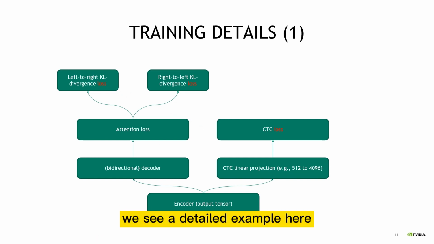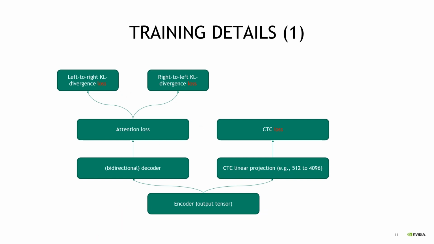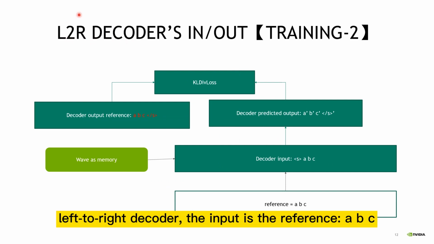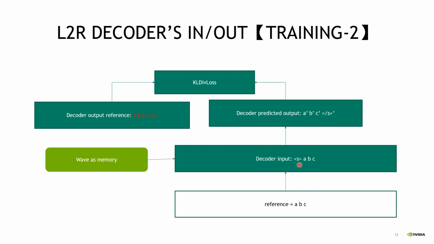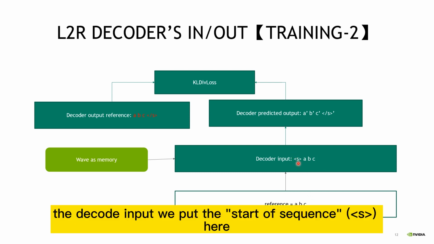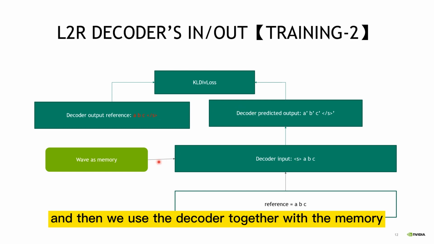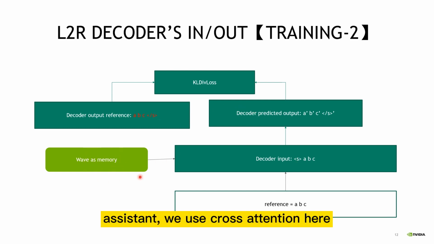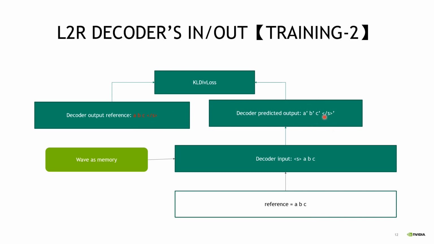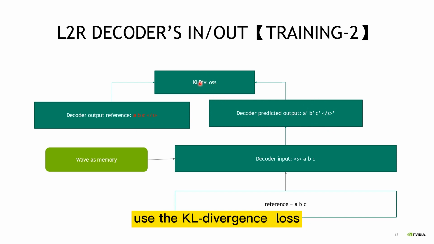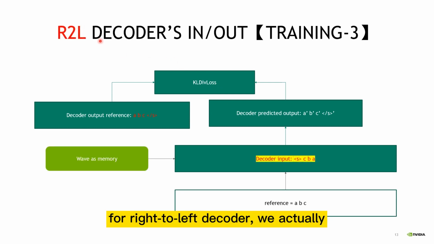We see a detailed example here. So for the left-to-right decoder, the input is the reference ABC, and for the decoder's input, we put a start of sequence here, and then we use the decoder together with the memory as an assistant. We use cross attention here, and also we compare the reference with the output of the decoder using the KL divergence loss.